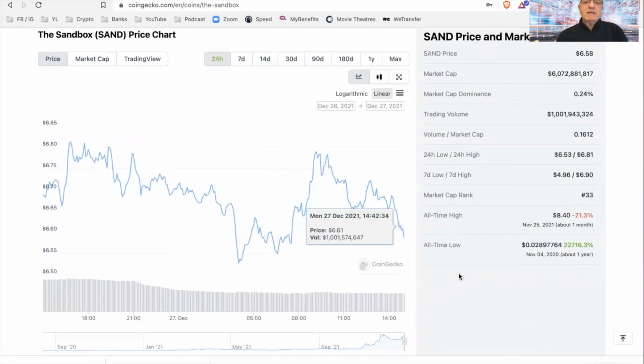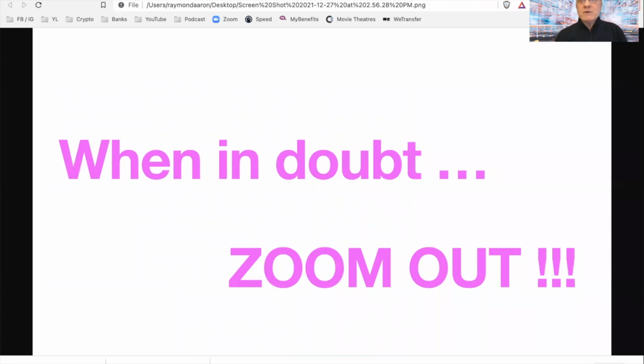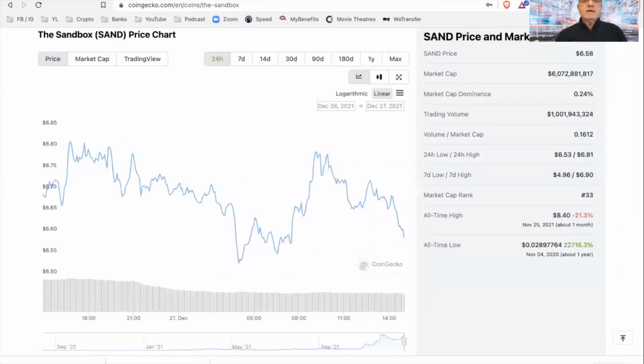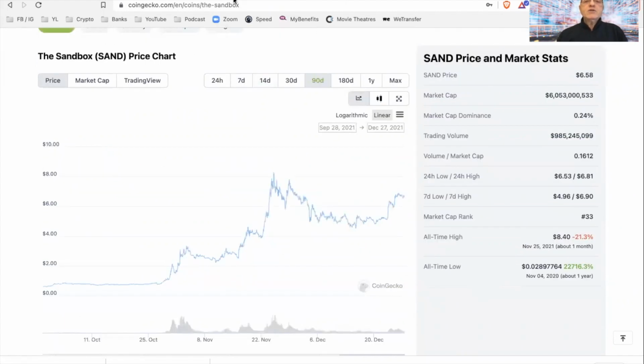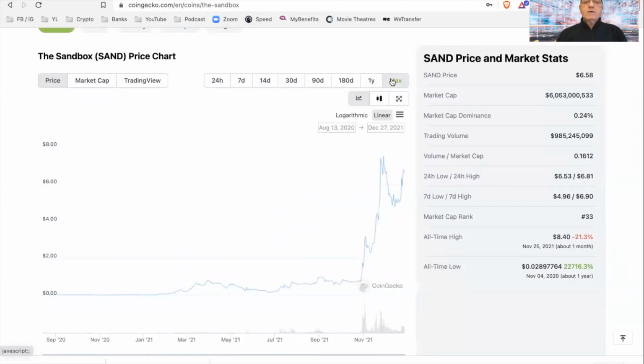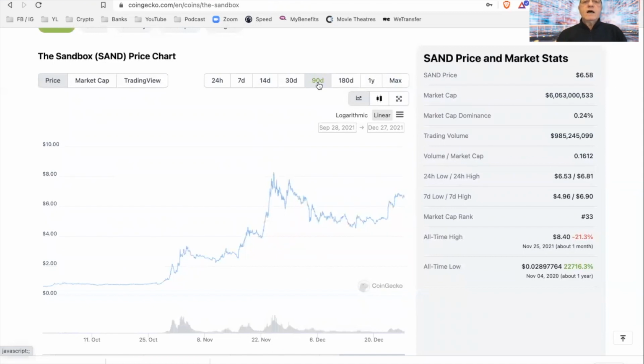Now, you look at this, you don't exactly know what to do. Why? Because here comes the rule, when in doubt, zoom out. You see here, you've only got 24 hours of information, and that's really not enough to do a technical analysis. So let's zoom out to 90 days. 90 days gives us a really good view of this particular coin. And you can see if I changed it to the maximum, there's too little information. All the good stuff happened right around here, and 90% of the page is empty. So I change it to 90 days so I can get a full view of what's happened.